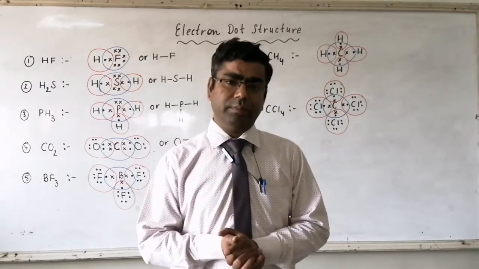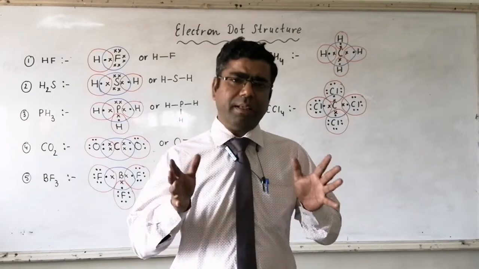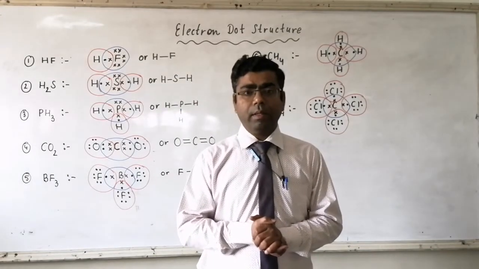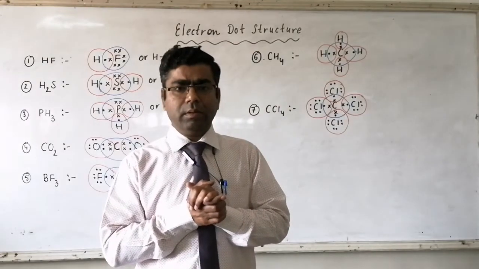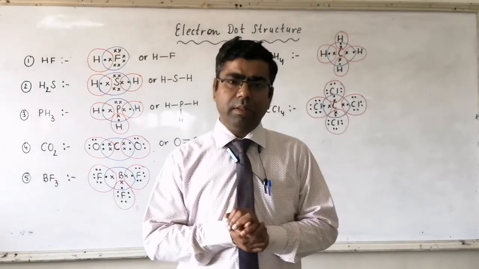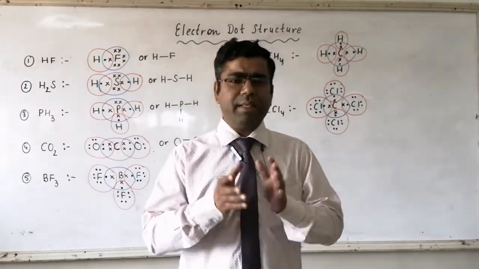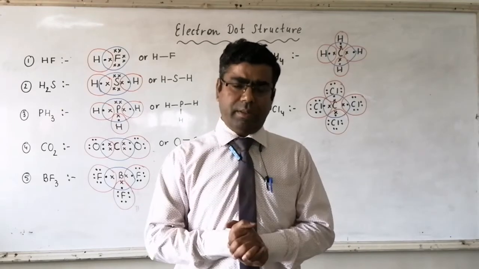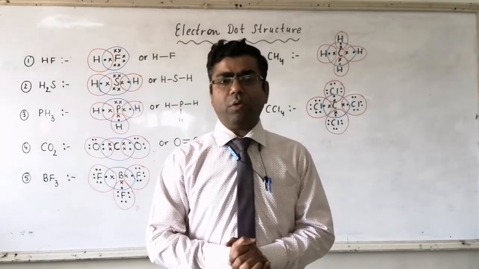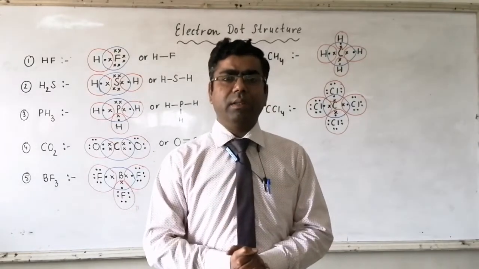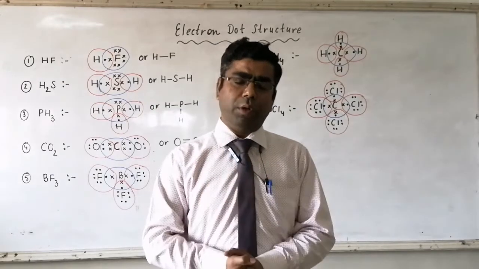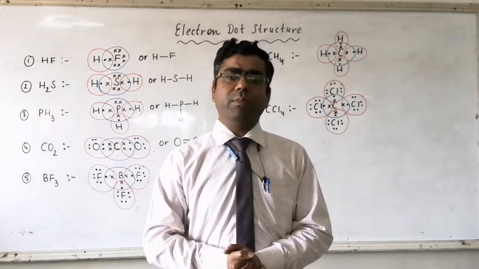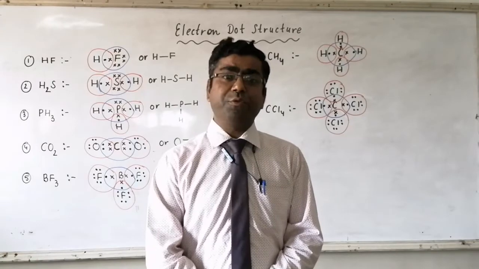When non-metals are involved in bond formation, then definitely sharing of electrons takes place. Now, if two electrons are shared, each atom is contributing one electron, then a single bond will be formed between the two atoms, or we can say a single covalent bond. If four electrons are shared, each atom is contributing two electrons, then a double bond will be formed, or there will be a double covalent bond. And if six electrons are involved in bond formation, each atom is contributing three electrons, then there will be formation of a triple bond, or we can say a triple covalent bond.